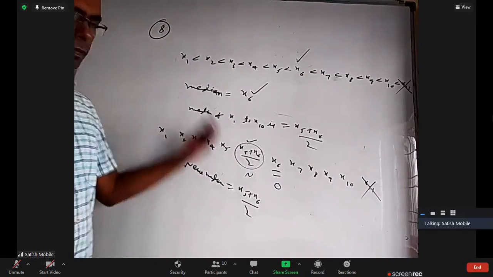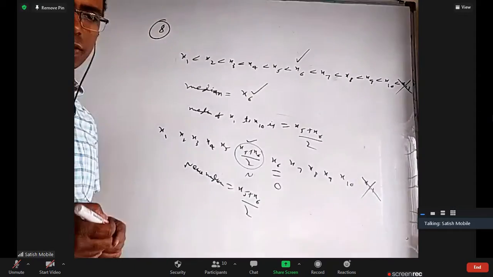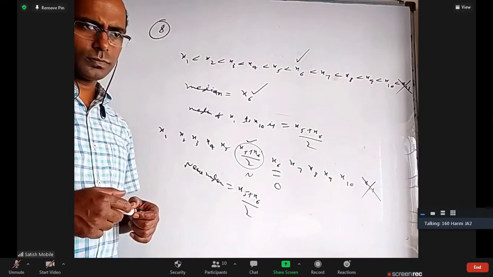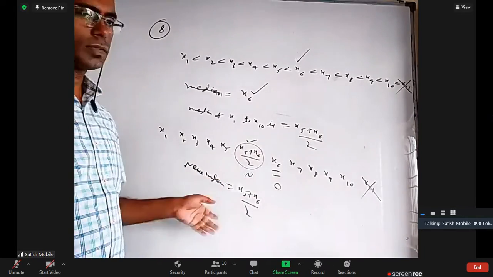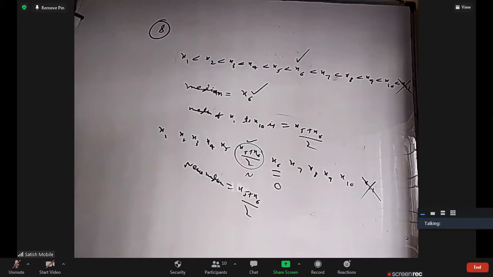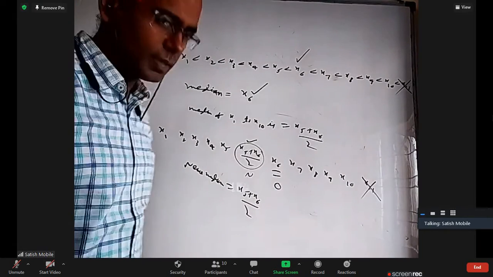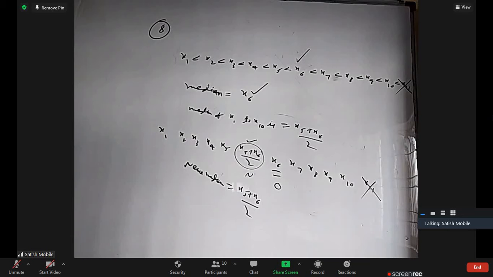So compared to the original one, what happened to the new median? Decreased or increased? Decreased. That is the question. So when you replace the biggest one with the median of the rest of them, the new median compared to the original median of the 11 numbers, you can easily see it decreased.